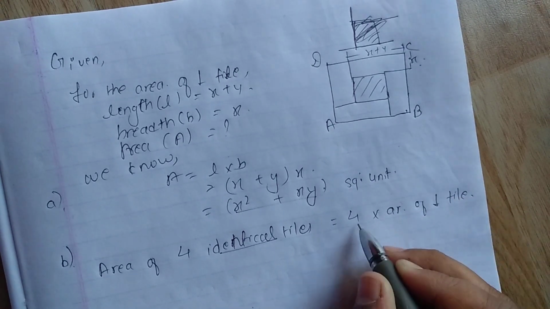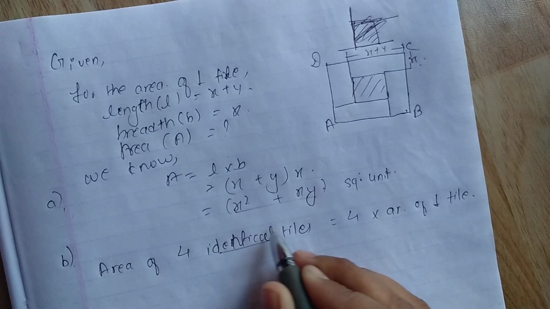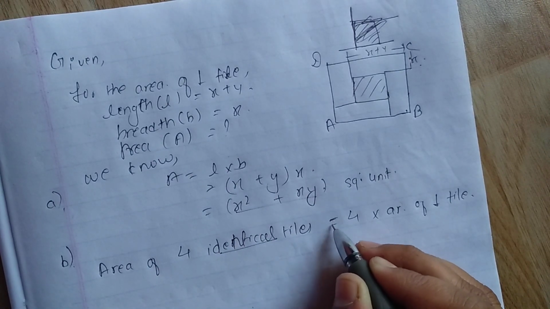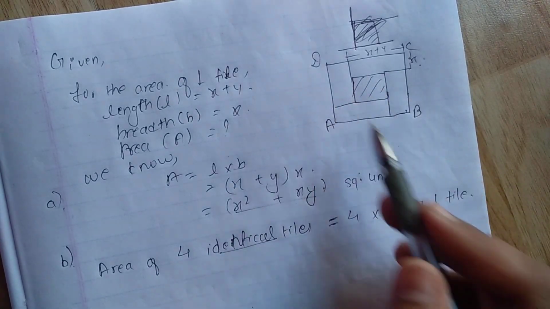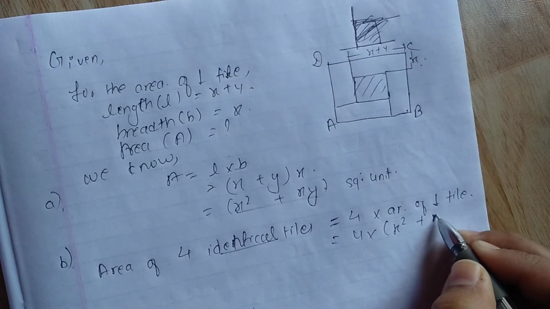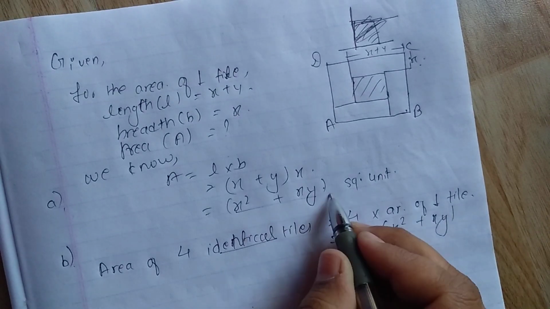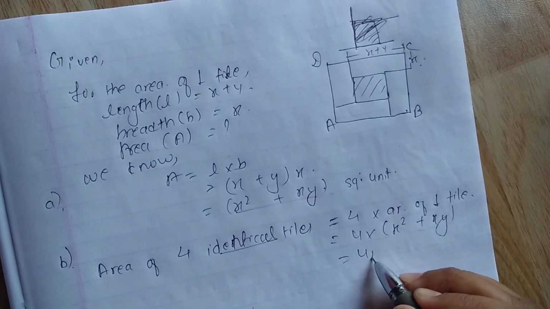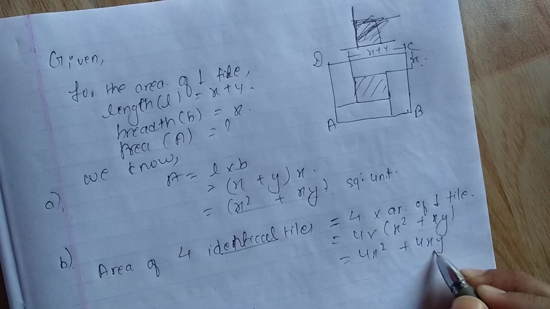Look, why? Because the identical tiles are there, the area of the other tiles is also the same. So 4 into x square plus xy. Area of one tile we have found out, it is this much. So 4x square plus 4xy.